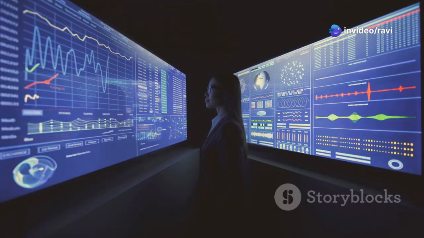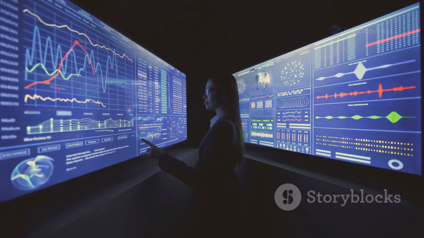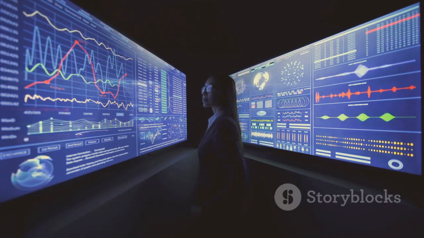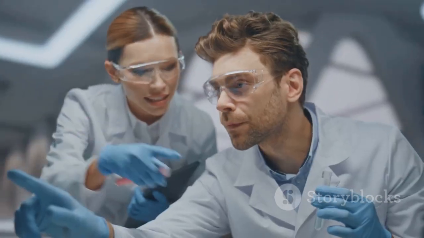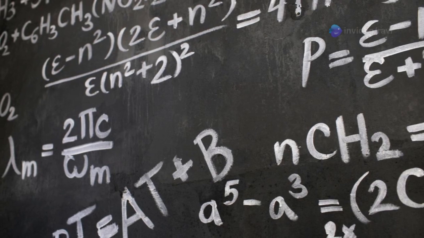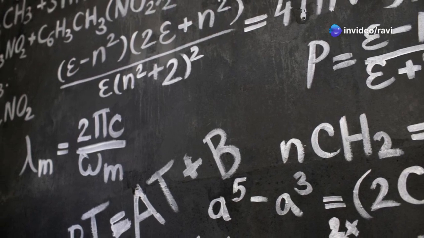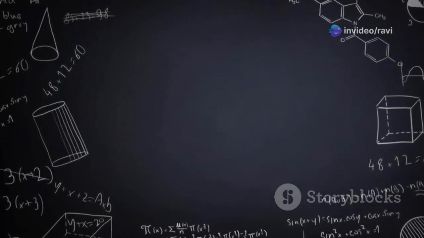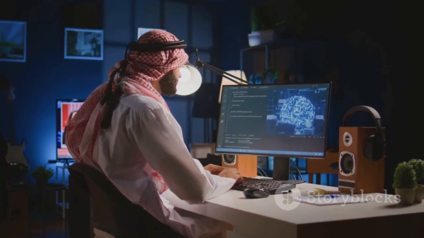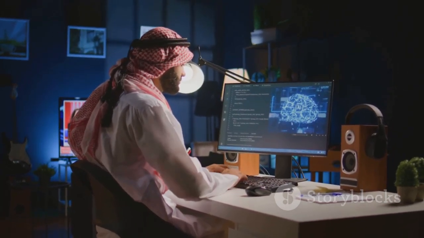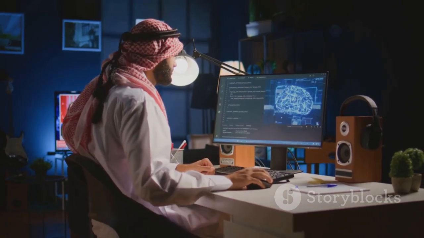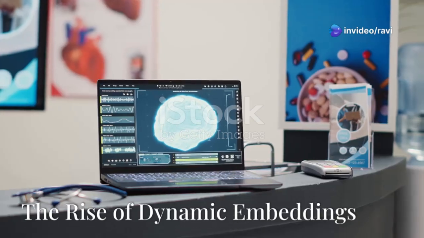GloVe, on the other hand, focused on co-occurrence statistics, capturing how often words appear together in a given window of text. These models were surprisingly effective. They could capture semantic relationships like king - man + woman = queen with remarkable accuracy. Suddenly, we could perform vector arithmetic with words, opening up a whole new world of possibilities for NLP tasks.